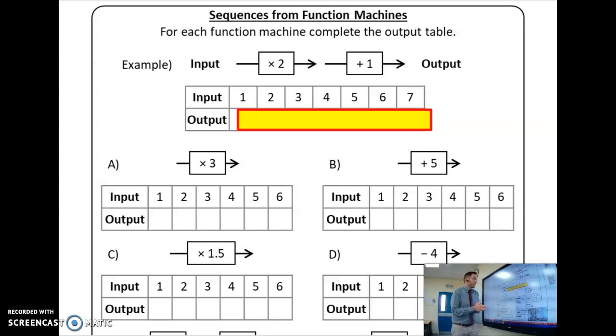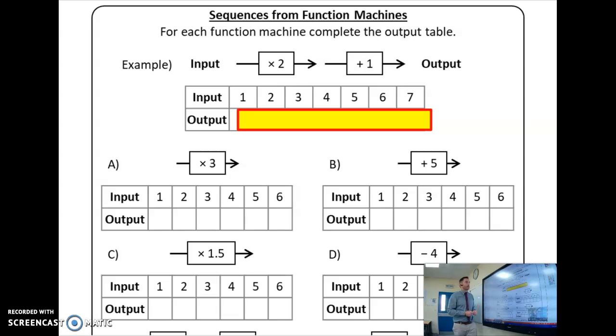Hello there and welcome to this short tutorial on some of the basics of function machines. We're going to look at what happens when we have inputs into a function machine and then we get outputs at the other end. So we put numbers in, then we do an operation or two operations or as many operations as we want. And by operations I mean times, divide, add, subtract, all of the four mathematical operations.